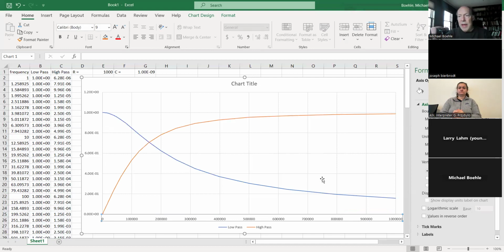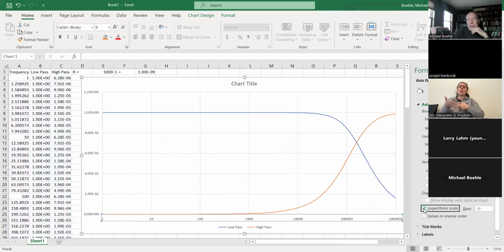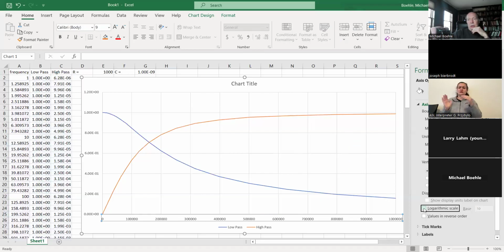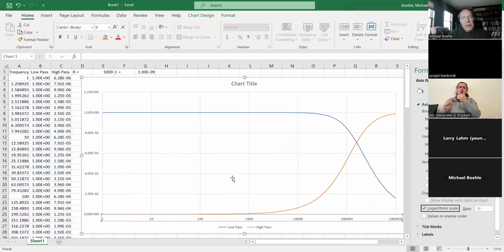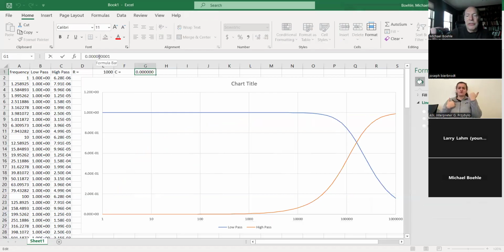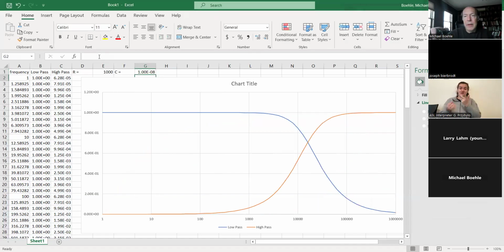So now we have that graph back. But what I'm going to do now is, you can see down in the corner here, I'm going to change it to a logarithmic scale. And when I do that, this starts to look a little bit more like the graph that I had before. Let me go ahead and change, now that I can see everything better, my cutoff frequency. All I'm doing here is just changing the size of the capacitor.